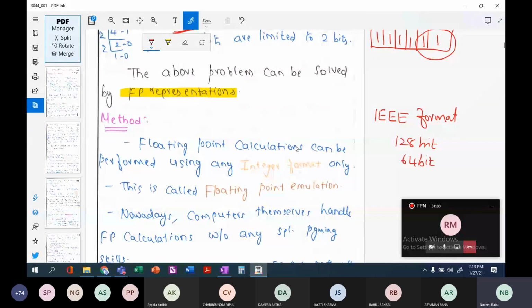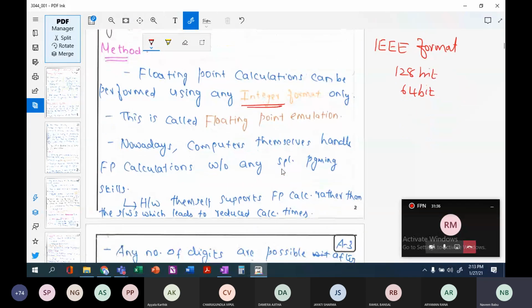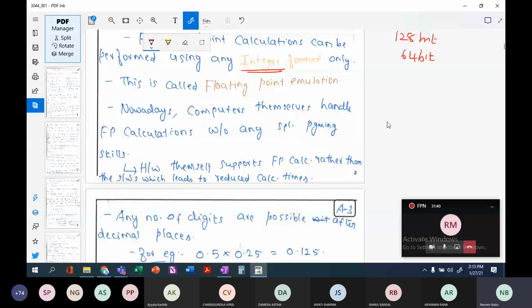Now, floating point calculations, how do you know that it will have an integer part, right? So you will have an integer part as well as a fractional part also, right? First, let us address the real problem and then let us move on slowly to the format. So nowadays, if you see, computers handle floating point calculations without any programming techniques required.